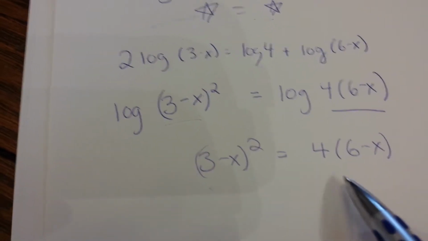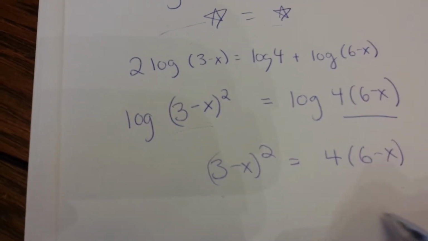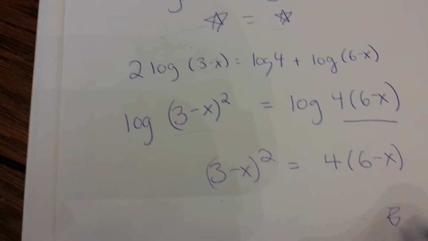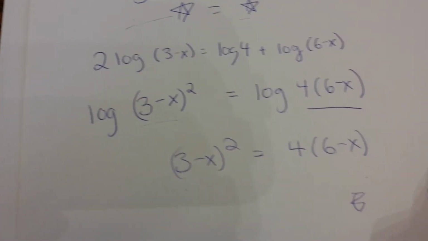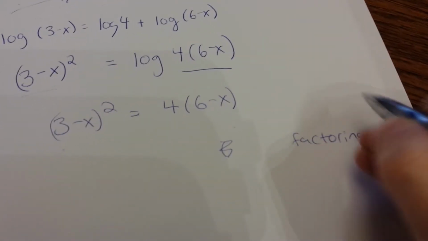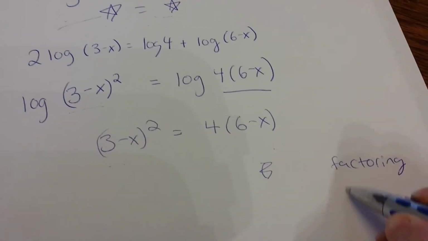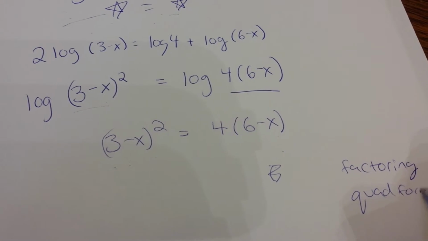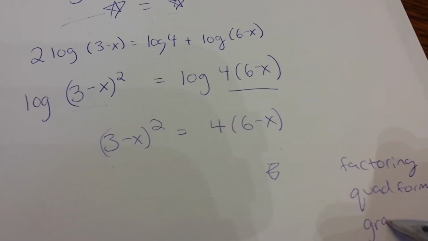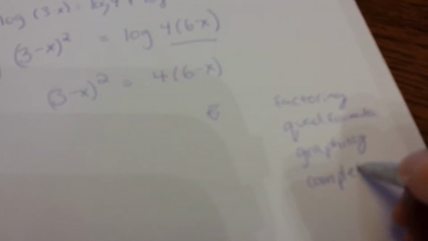Now my strategy is I'm going to FOIL this side, I'm going to expand that side, I'm going to get one side to be 0, and then I'm going to use some strategies I have such as factoring. I also know I can solve quadratics. I know this is going to be a quadratic right there. I could use factoring, I could use quad formula, I could use graphing. And even if I was really impressive, I could use completing the square.